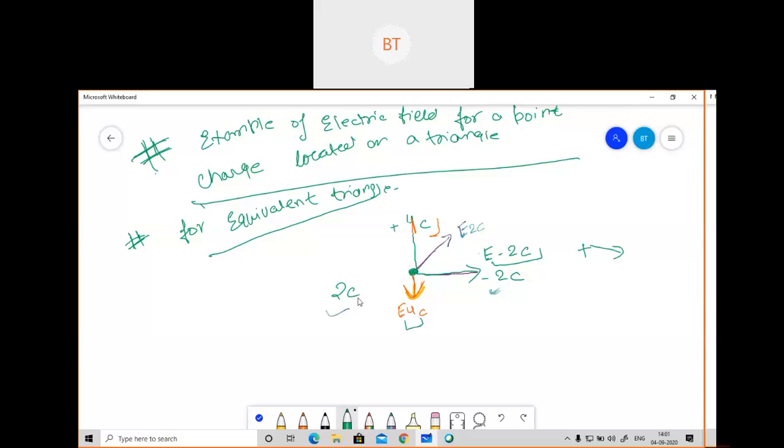And if you will see, because of this E2c, it will be like this, it will go away from it. So I have written here E2c. Because of this E minus 2c, in the negative side it will come towards the charge. So if this is our vertex, where will it go, it will come towards E minus 2c.